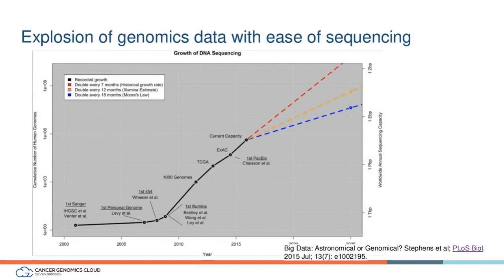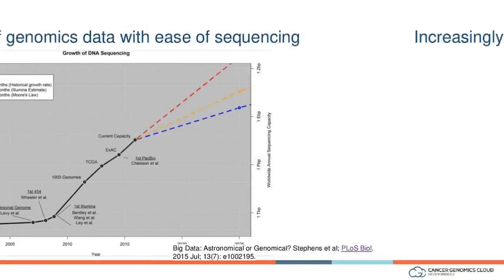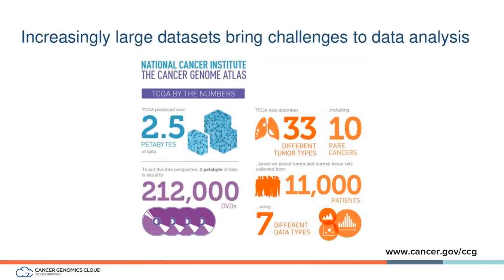Many of you have seen a slide similar to this, but there really is an explosion of genomics data, which has been spurred on by the ease of sequencing and lower cost per base of sequencing. And so this has resulted in the cumulative number of human genomes and exomes exponentially increasing over time. And it has also enabled population scale sequencing efforts, the most well-known of which is the Cancer Genome Atlas created by the National Cancer Institute.